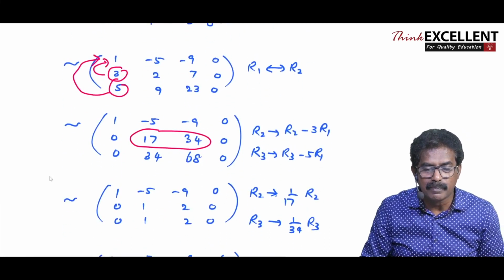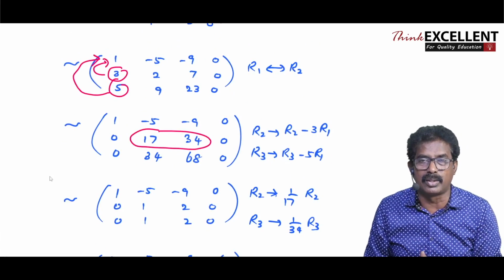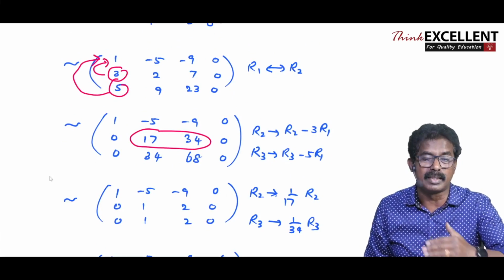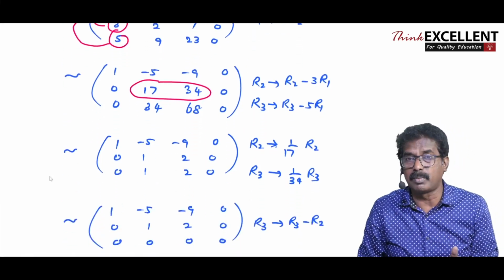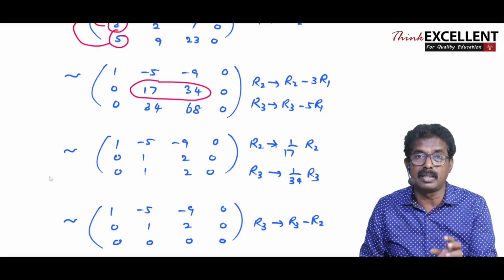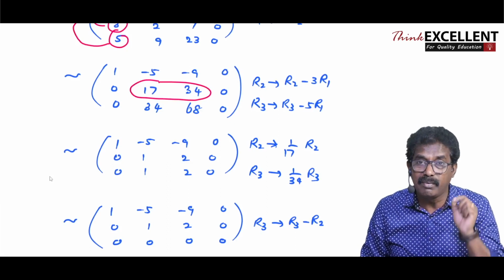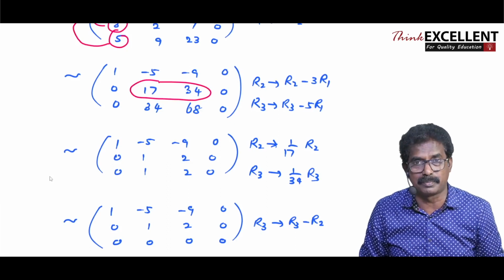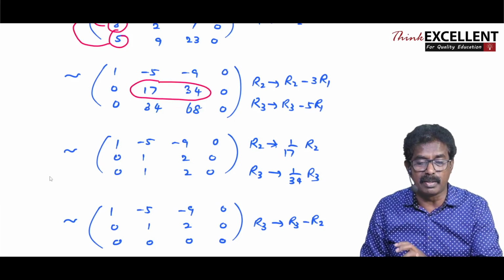Now you can see third row is third row minus second row. No change in first row, second row. If you give third row minus second row, the last row becomes completely 0. So now this has come to echelon form. Rank of AB and rank of A are both equal, equal to 2, less than the number of unknowns. So it has infinitely many solutions. So it is consistent, always consistent. It has infinitely many solutions.